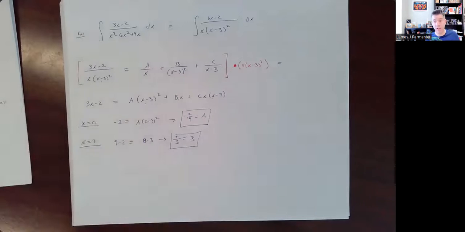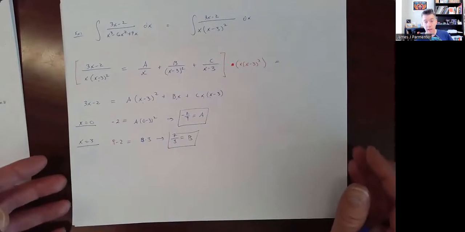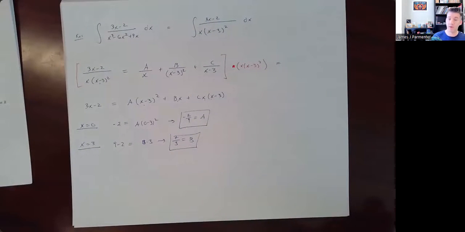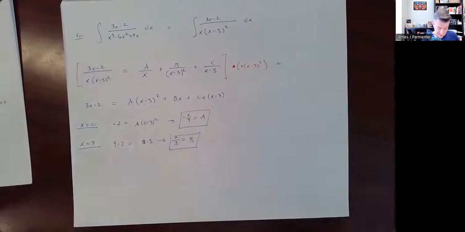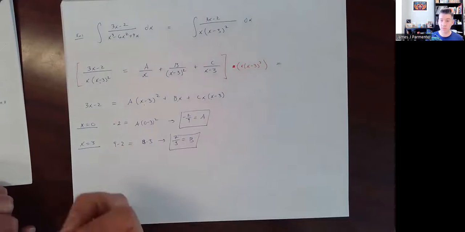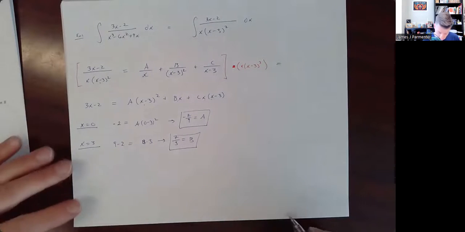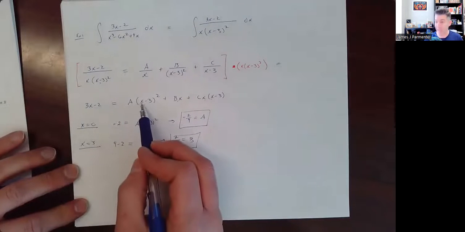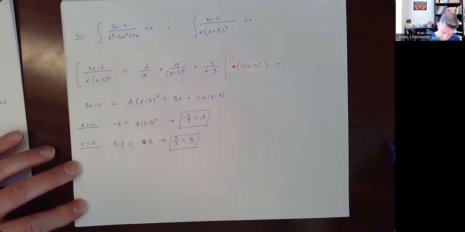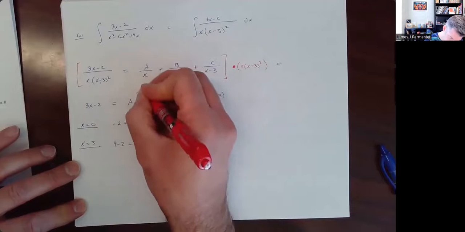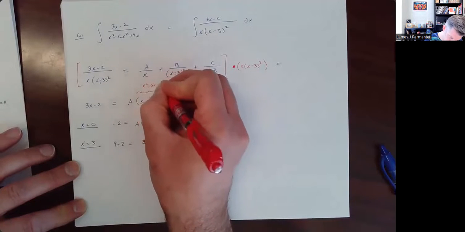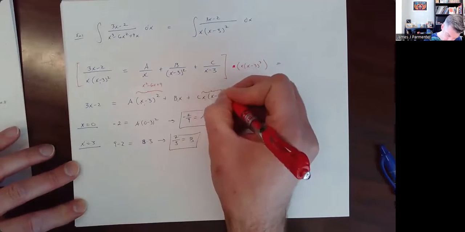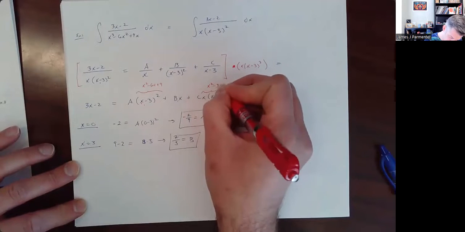And then finally, I've run out of convenient values. There's no other choice for x that will make lots of things 0. So you have two different options here. My personal preference is to do what's called equating coefficients. If I multiply out the right-hand side, I would get x squared, right? This is actually x squared minus 6x plus 9. And this is actually x squared minus 3x.